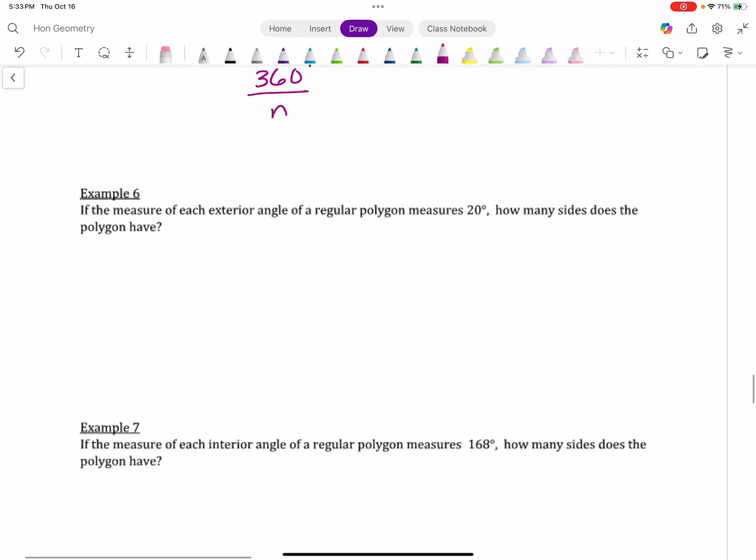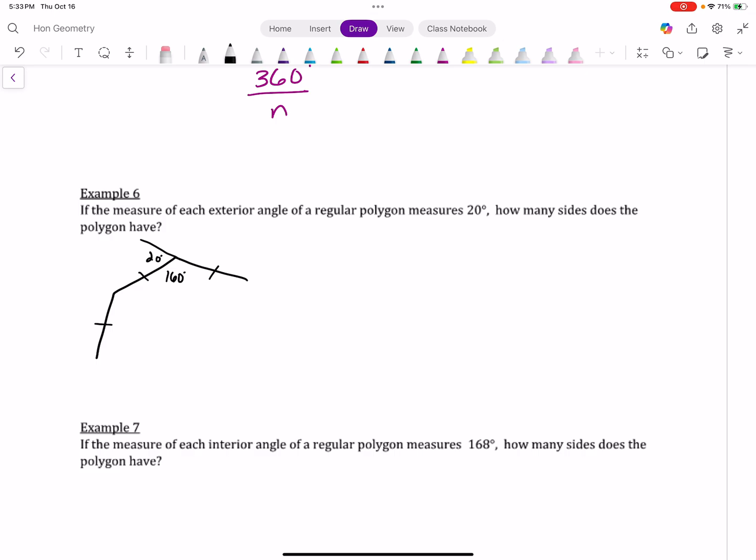Example 6, let's see what we got here. The measure of each exterior angle of a regular polygon. Okay, so I'm not going to worry about how many sides there are. I don't know. I'm just going to draw enough. Here's an exterior. We're saying that's 20 degrees. I know that's 160 degrees. How many sides does it have?